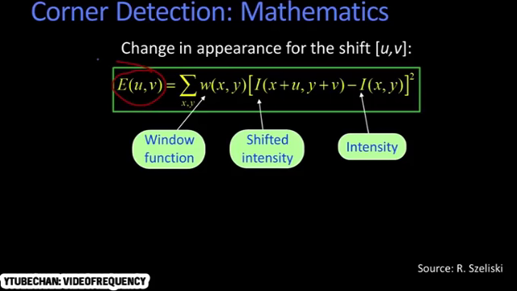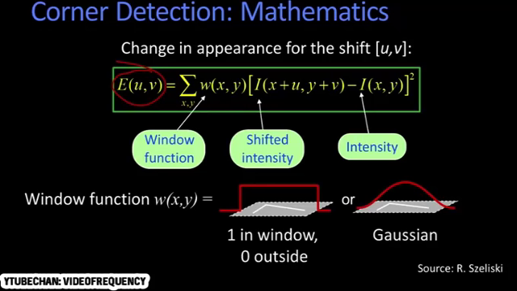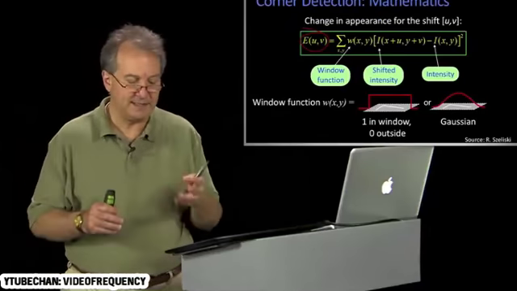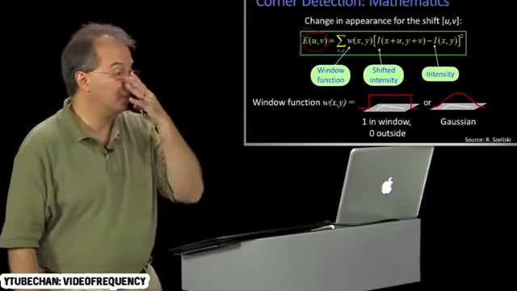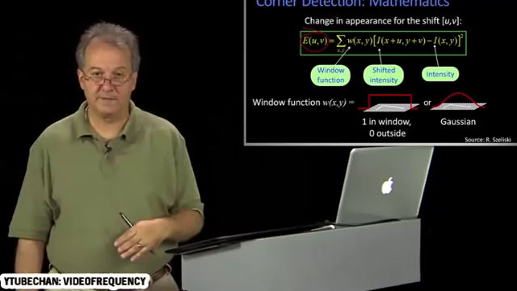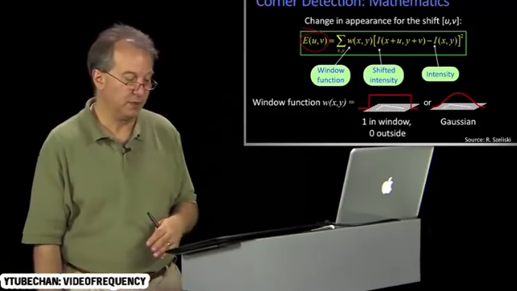Now, of course, your window can typically be a square window. But if you actually want to weight the pixels near the point you're thinking about more than the pixels that are far away, you would use a window that falls off in intensity, like a Gaussian window, for example. So typically, your windows can be square if you need to be really fast, or smooth if you need to be really good.